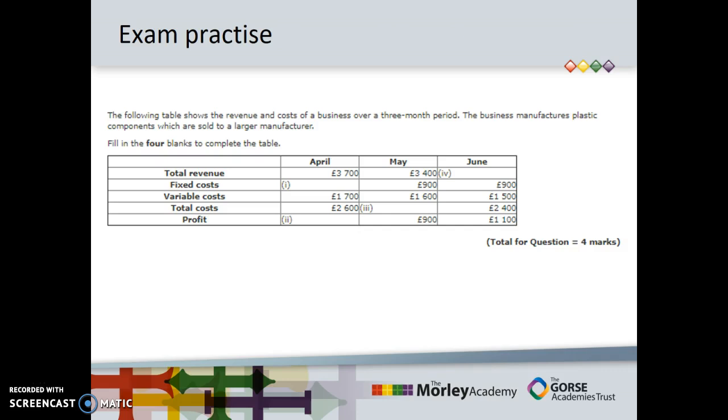Hopefully you've had a go, and hopefully these are the answers that you have. If you haven't got these answers, look at the previous slide, work out what went wrong, because this is a really typical table that will come up. See how the numbers were calculated.